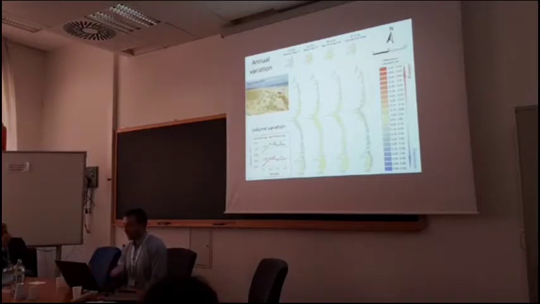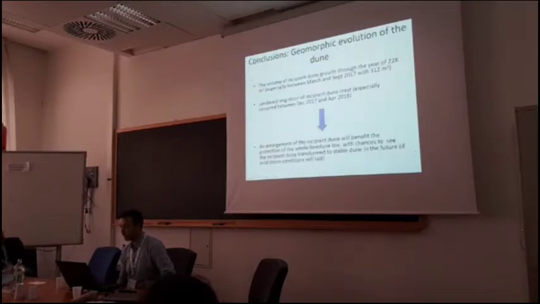This is the annual variation. You can see that the first period was the most significant, and the last image is about the cumulative geomorphic changes. You can see the enlargement of the incipient dune and a landward migration. And you can see that the volume increase was mainly during the first part, then a little decrease, and then became stable till the end.